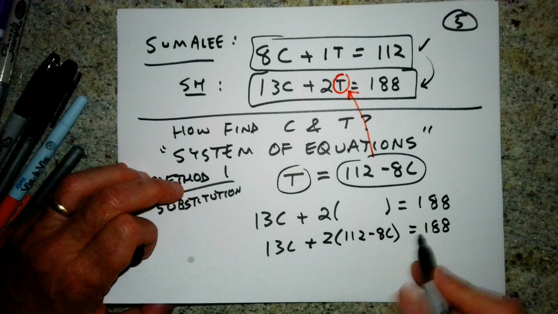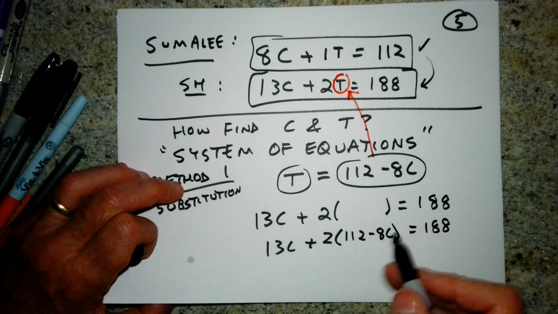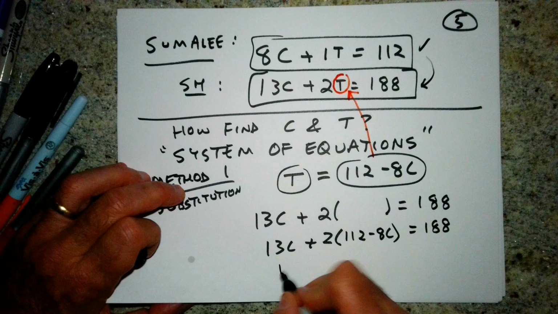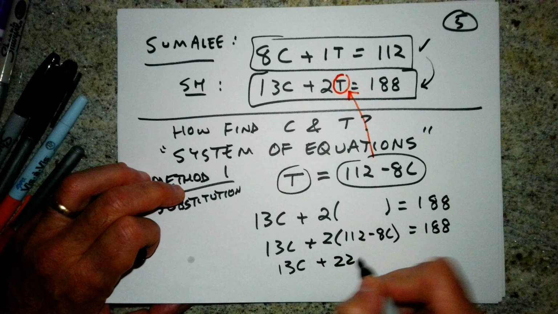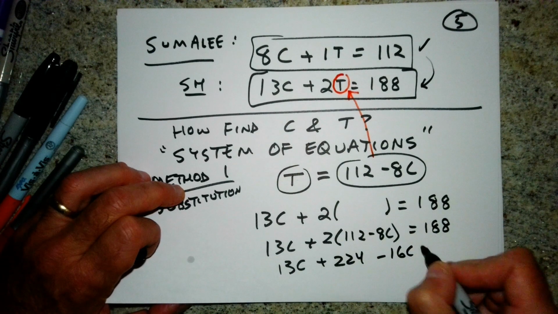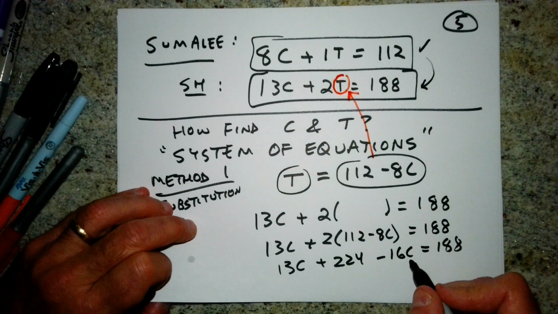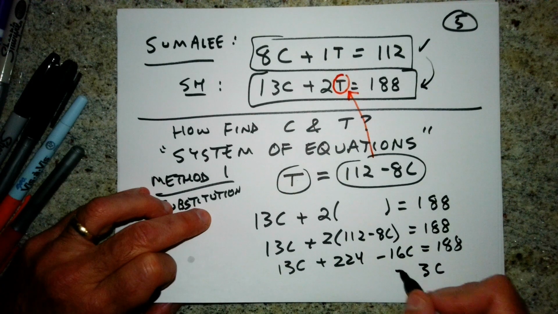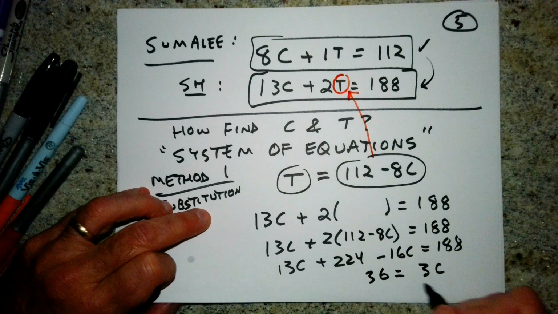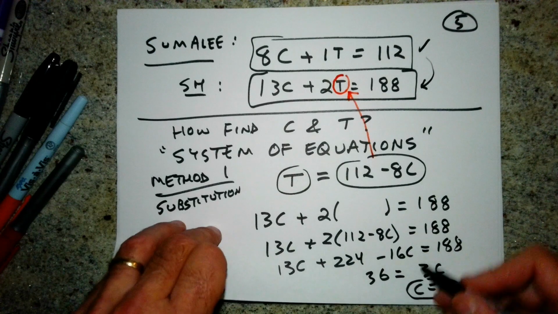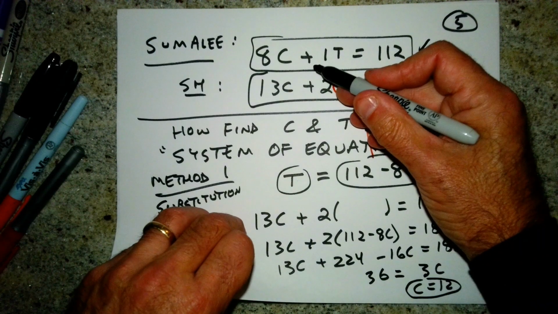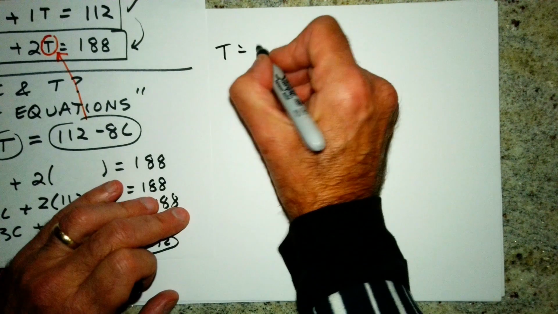Now you have a single equation, one equation with one letter in it, and the rest is algebra 1. 13c plus 224 minus 16c equals 188. And if you rearrange some things, you get 3c equals 36, and you get c equals 12. So that's the price of a bag of chocolate chips. You put that back up into here to find out what t is.